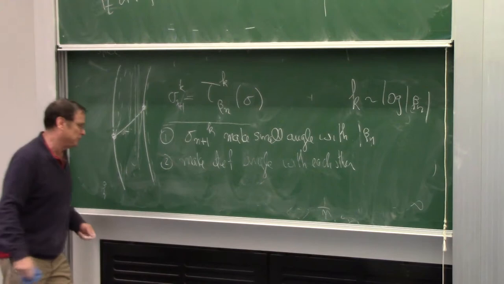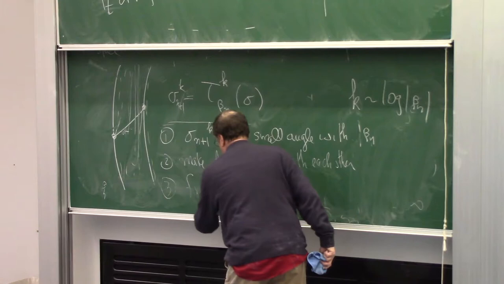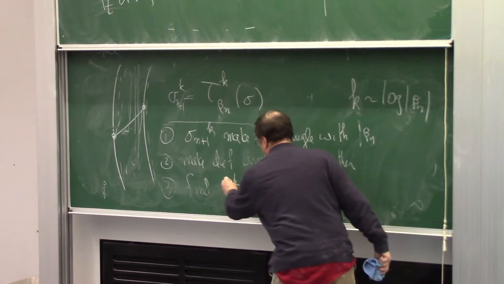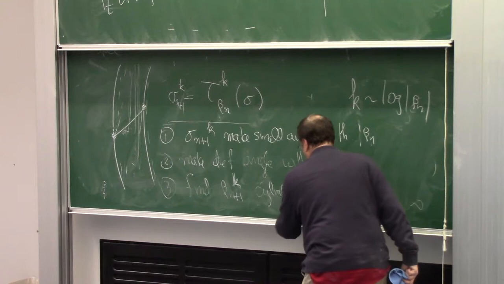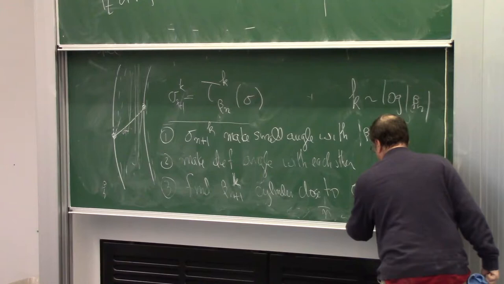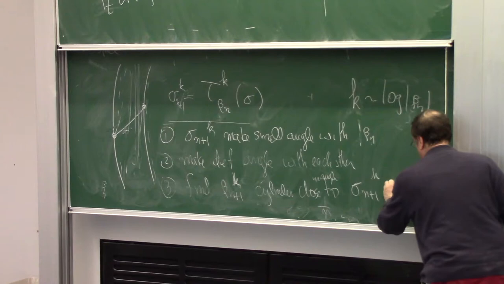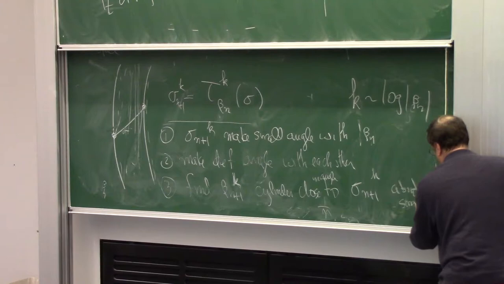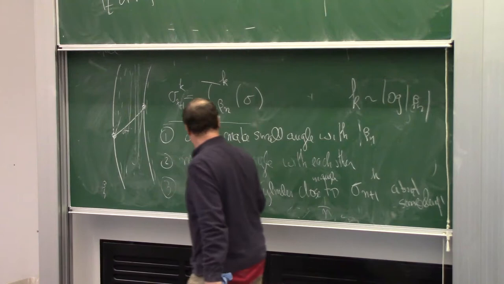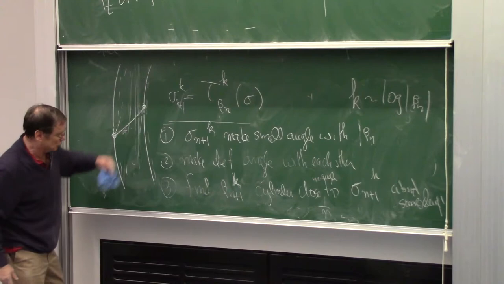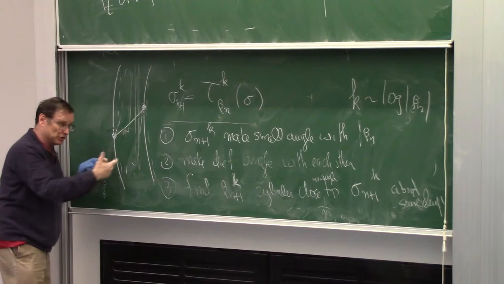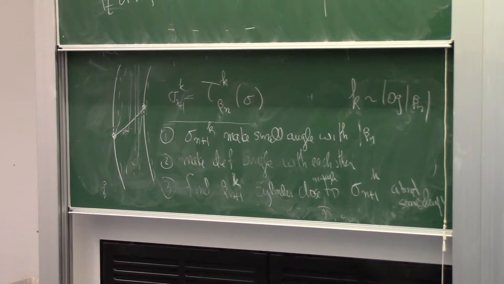So what we have to do, and this is in some sense the main step of the argument, is find for each sigma n plus 1 k a beta that's actually a cylinder, which is close in angle to the sigma and about the same length. And these are going to be the children. So the main step is not to use sigma directly, but to find a cylinder which is about the same length and about the same angle. And those will be the children. And they will determine intervals in exactly the same way.